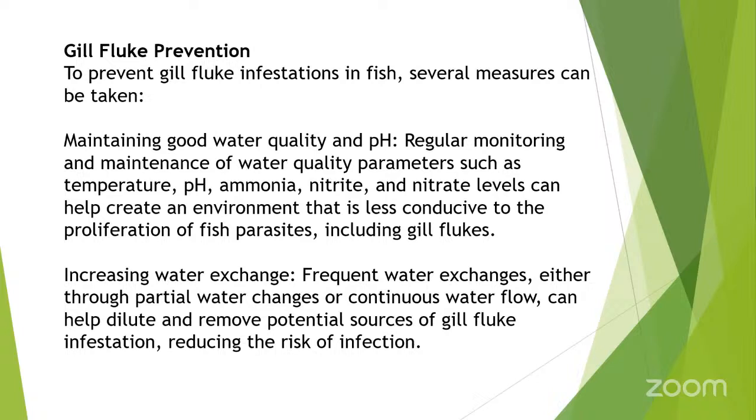Now, how to prevent this gill fluke? To prevent gill fluke infestations in fish, several measures can be taken. Maintaining good water quality and pH. It involves regular monitoring and maintenance of water quality parameters such as temperature, pH, ammonia, nitrite, and nitrate levels, which can help create an environment that is less conducive to the proliferation of fish parasites, including gill flukes.